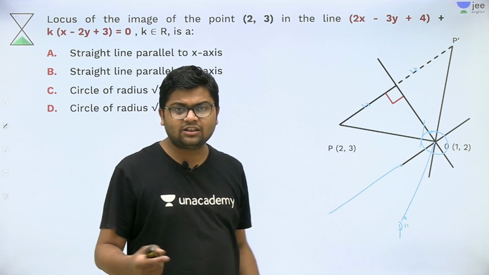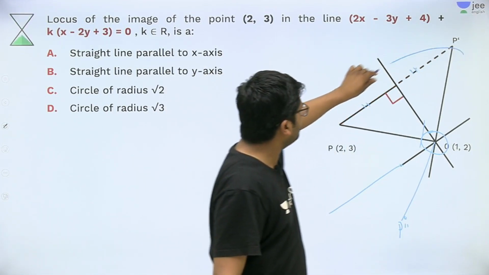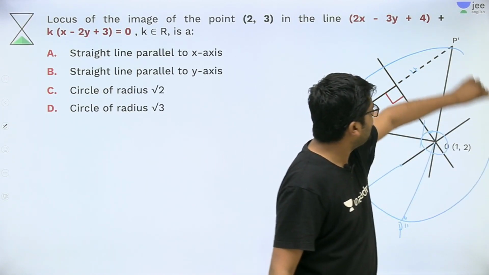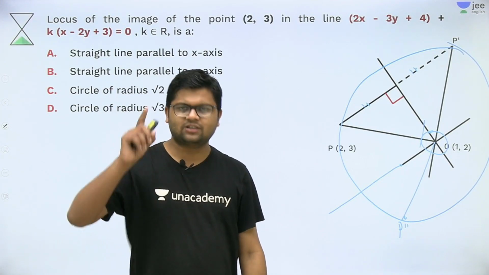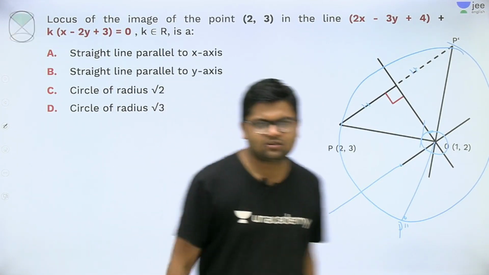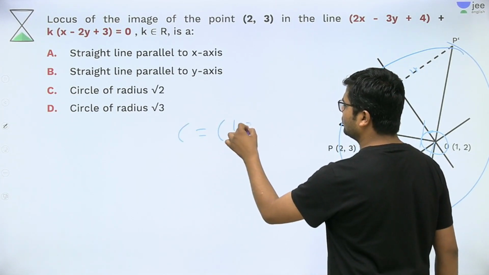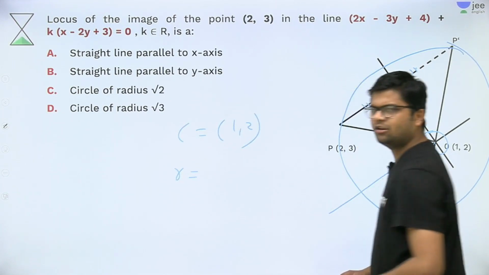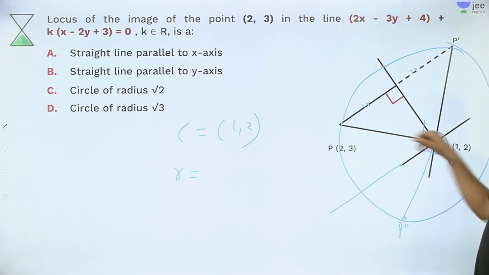So what is this? This is the definition of a circle: the points which are at equal distance from a fixed point lie on a circle. So the locus of the images will be a circle whose center will be (1, 2), and whose radius will be how much? The distance between O and P, because OP is equal to the radius.